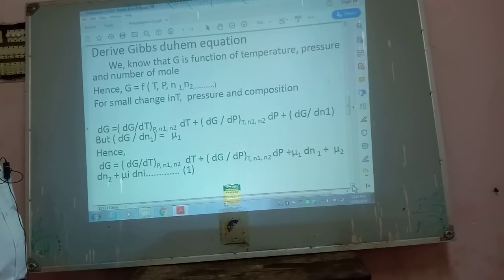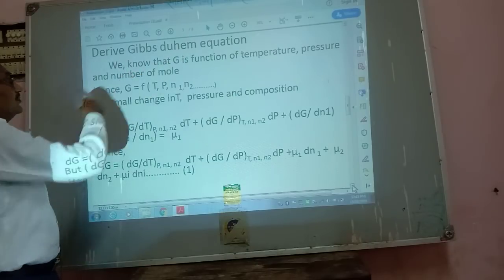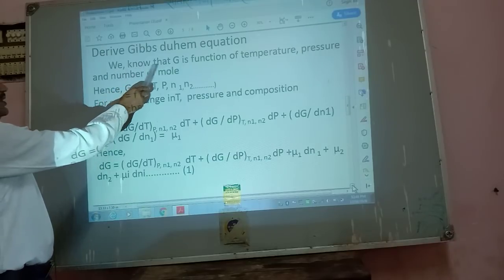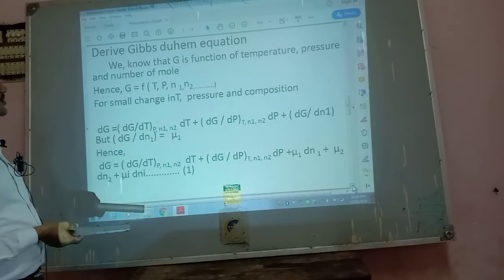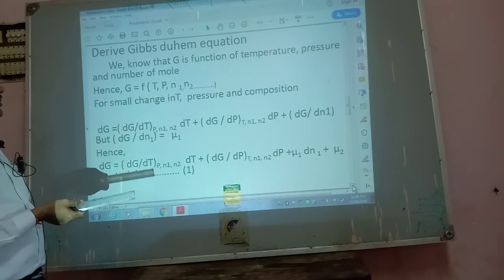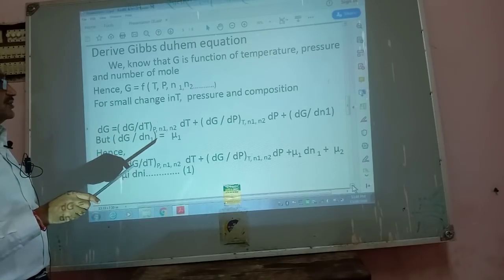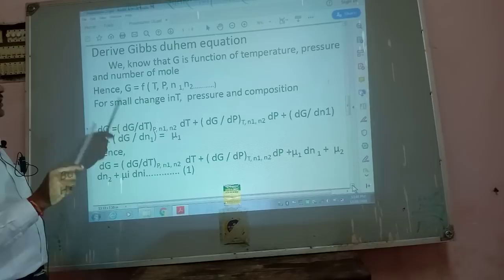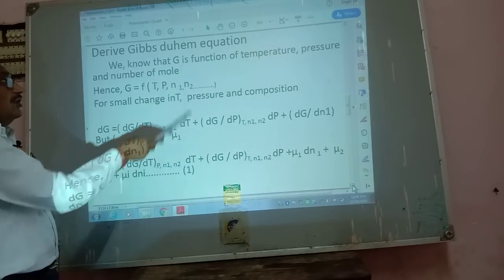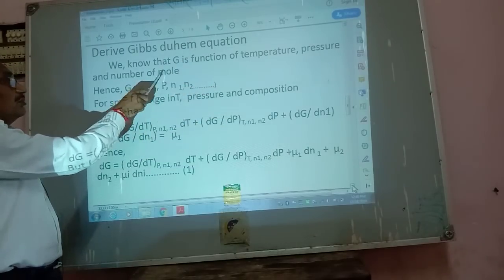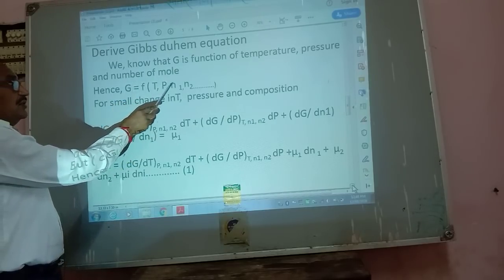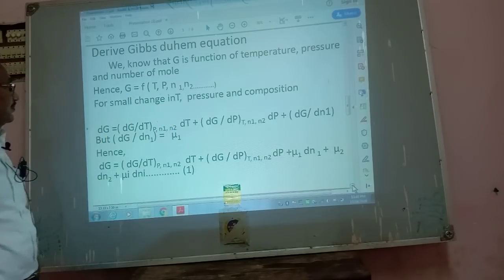Now here we derive the Gibbs-Duhem equations. We know that G is a function of temperature, pressure and number of moles, because G is the Gibbs free energy. This Gibbs free energy is a function of temperature, a function of pressure, and a function of number of moles. Because as temperature increases, pressure increases, number of moles increases, this Gibbs free energy increases, or as temperature decreases, pressure decreases, and number of moles decreases, Gibbs free energy decreases, and therefore G is a function of temperature, pressure, and number of moles of various components.